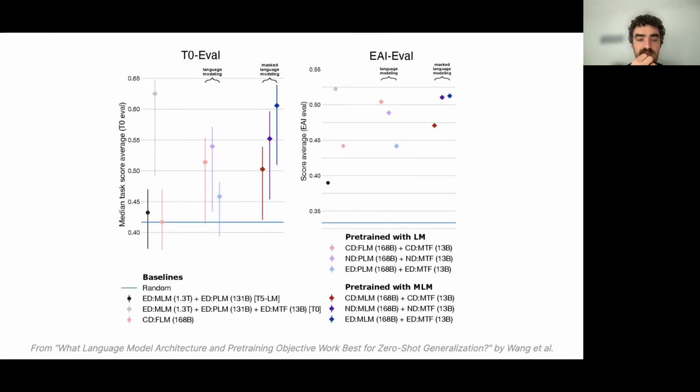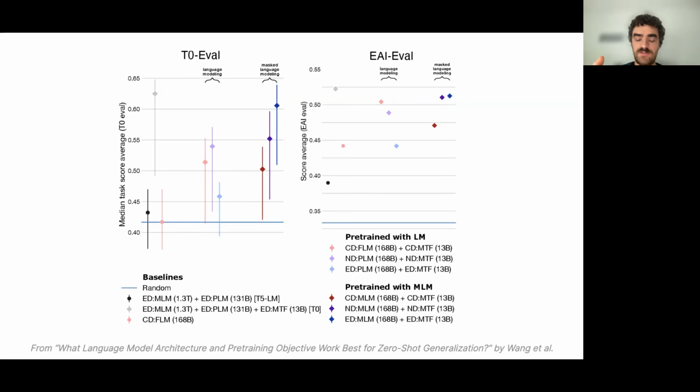The third point is a causal decoder model trained with full language modeling for basically the full amount of training that we're going to be comparing to for these other models. And you can see that, interestingly, on the T0 eval, the average performance is basically at random for the causal decoder with full language modeling. One reason that could be is that this model is maybe not big enough to perform really good zero-shot generalization without any form of multitask fine-tuning.